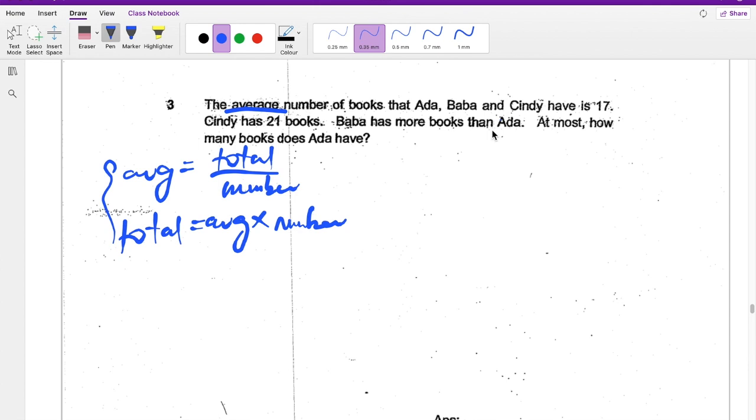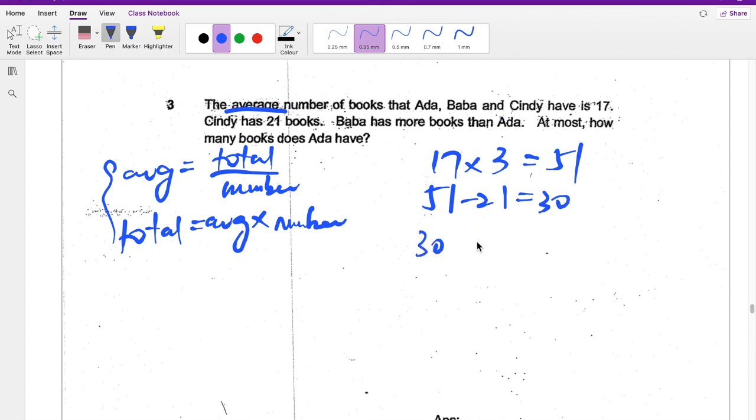So here for the 3 persons, if you know the average is 17, then we know the total number is 17 times 3, which is 51, right? So we know that Cindy has 21. Then the sum of Baba and Ada is 51 minus 21, which is 30, right? For the 30 books, if we divide by 2, Ada and Baba can each have 15.